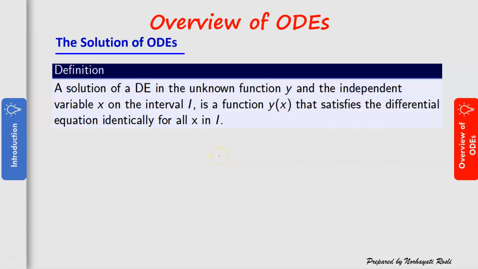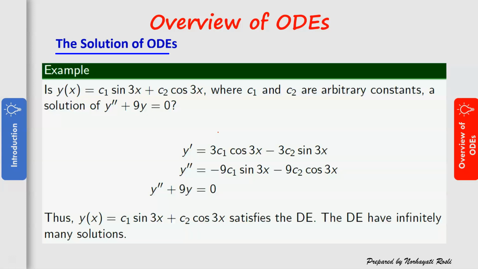The solution of a differential equation refers to the unknown function y and its independent variable x on the interval I, in which this function y(x) satisfies the differential equation identically for all x in I. So to make sure you understand this definition, let's go to an example of this part.